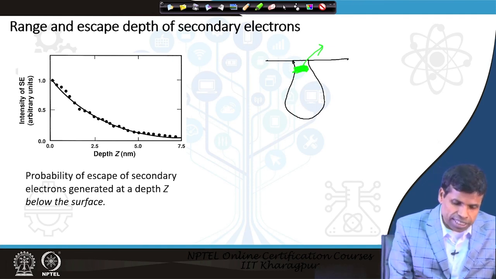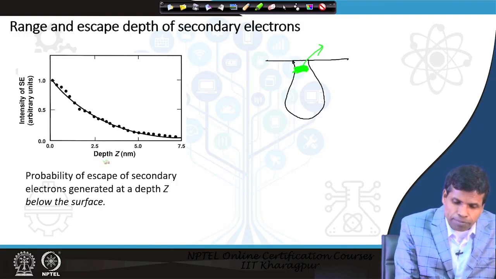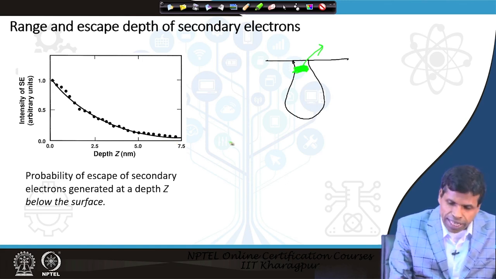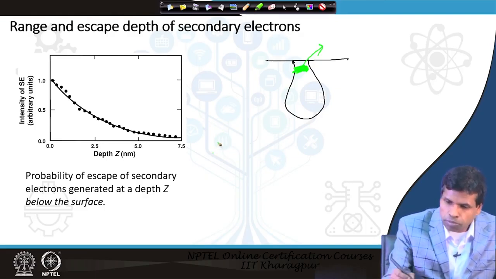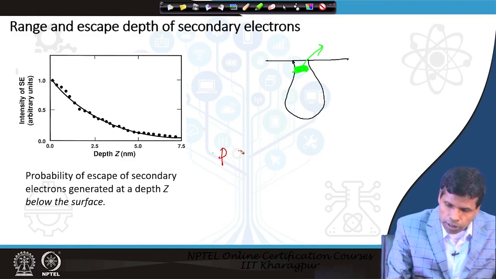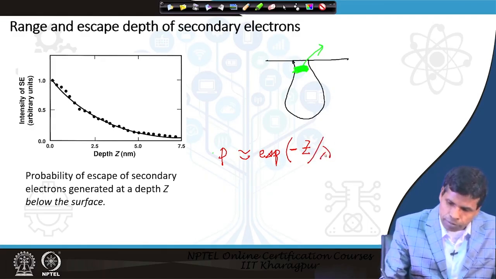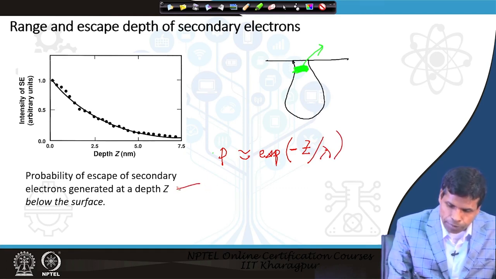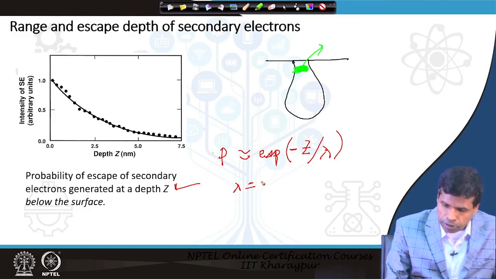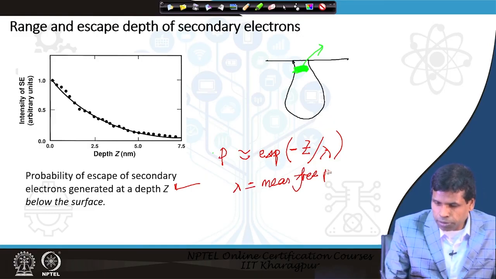As you see in this diagram, the probability of escape of the secondary electrons generated at a depth z below the surface decreases as the depth z increases, becoming less and less. That probability, the probability of secondary electrons emerging from the sample, P, will be equivalent to exponential minus z divided by lambda. Here z is the depth and lambda is the mean free path of the secondary electron.